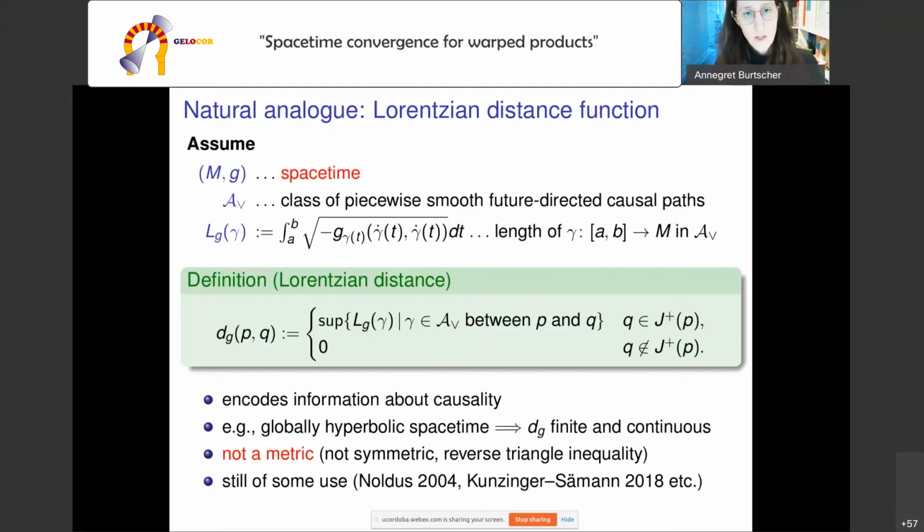And I should still say that the Lorentzian distance function has also been used in a sense to study metrics and metric convergence, and this is most prominent in the work of Noldus, who used this Lorentzian distance to define this strong metric. But we don't want to go this way, we want to go another way.